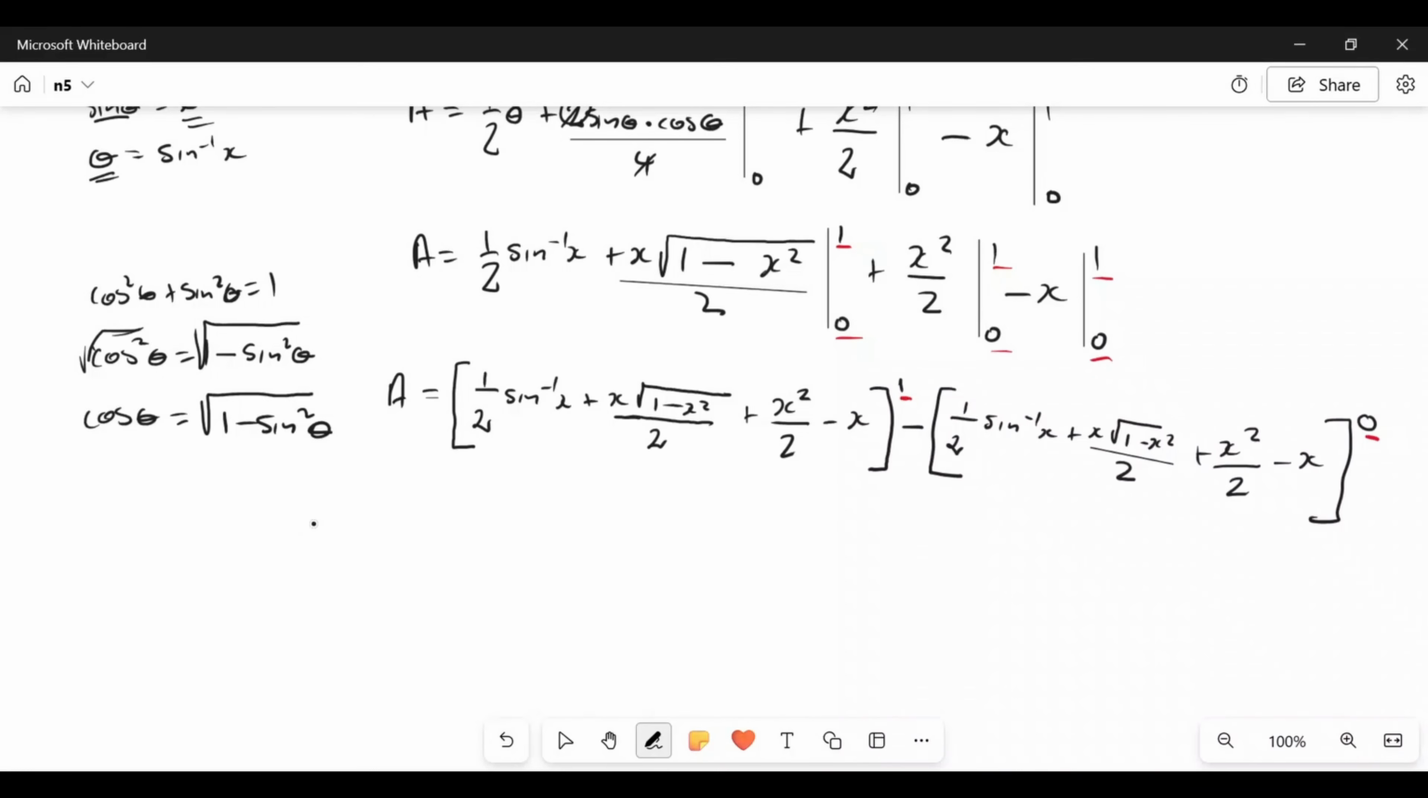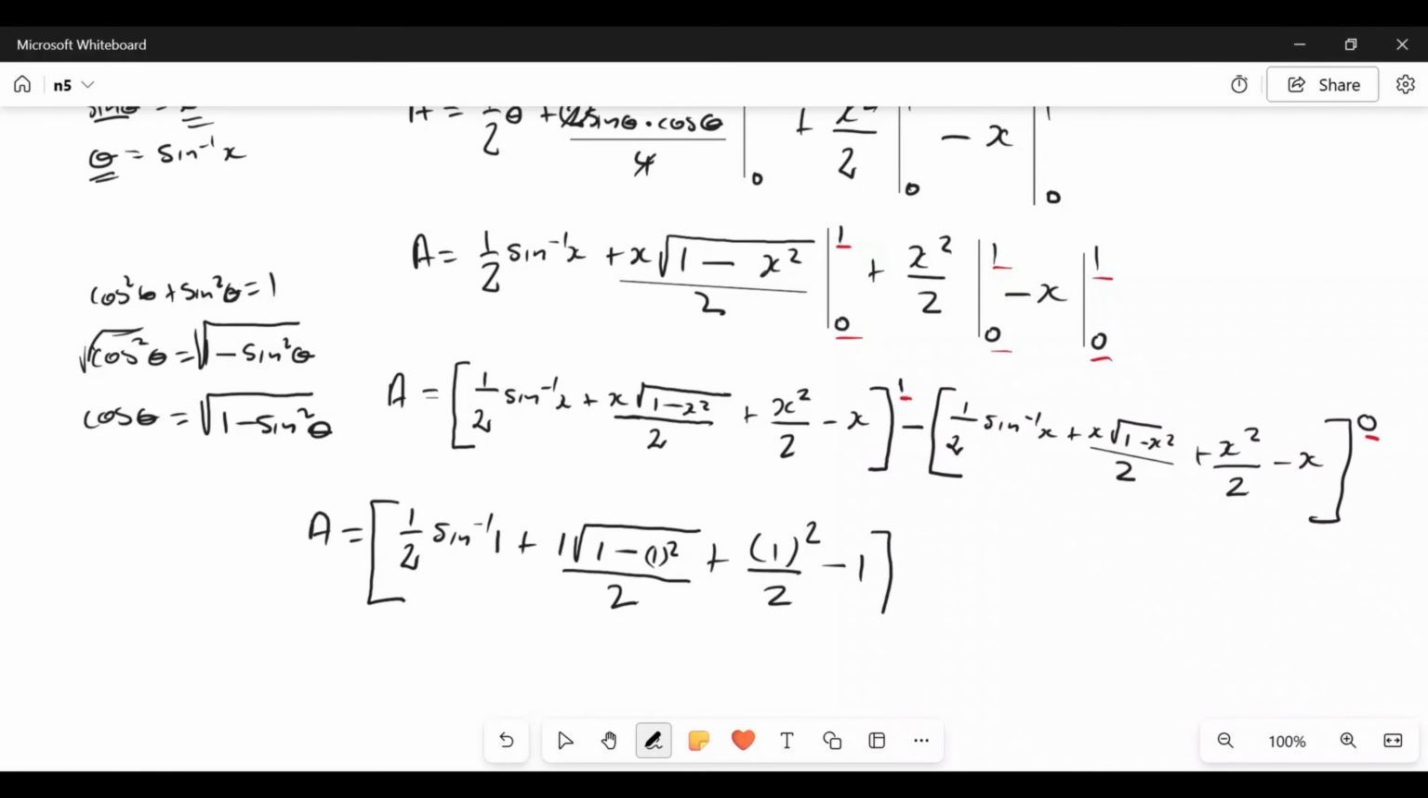I'm going to do it here. Area is going to be equal to open bracket. We have 1 over 2 arc sine, and then instead of writing x, we're going to substitute with 1, plus 1 times root of 1 minus x squared. This is going to be 1 squared inside the bracket, divided by 2, plus, instead of writing x squared, we're going to write 1 squared divided by 2 minus 1. And then this is the upper limit, minus.